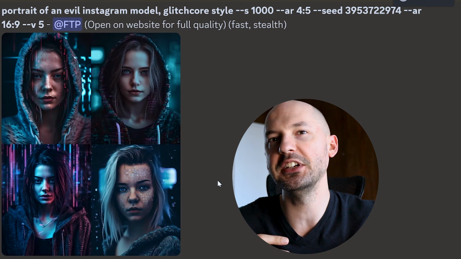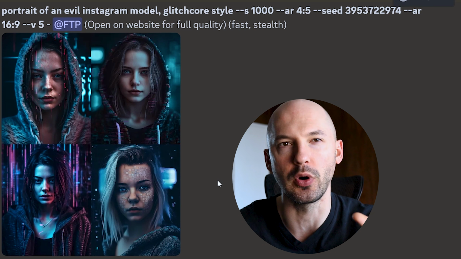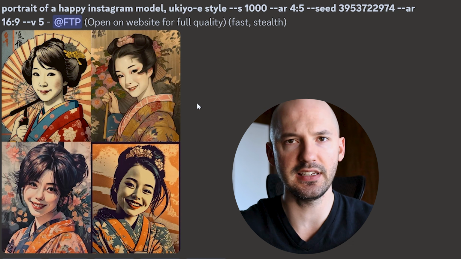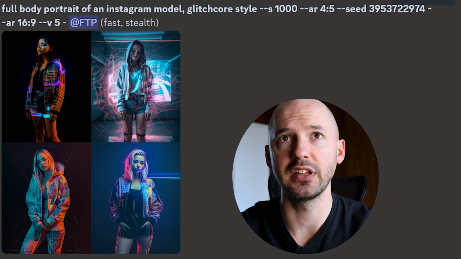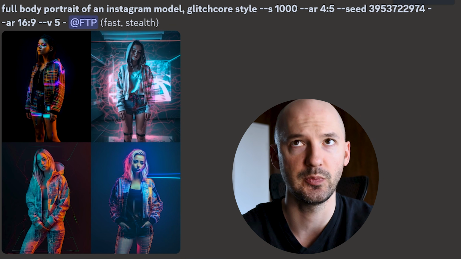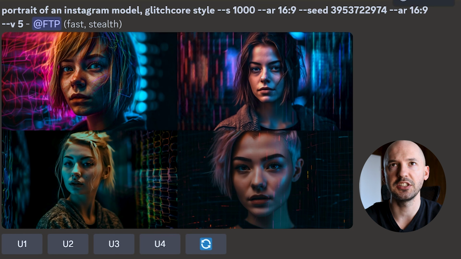And look what happens when we change the prompt up just a little bit more. Instead of glitch core, we go with ukiyo-e, and these are completely different girls. You cannot take something and see it in different prompts. Midjourney just does not work like that right now. I tried full body portrait of the glitch core style, and I don't recognize any of these people. Same seed number. However, this is kind of interesting. Portrait of an Instagram model, glitch core style, same seed number, but we changed the aspect ratio. We made it wide, and there she is. I recognize her in number 2.